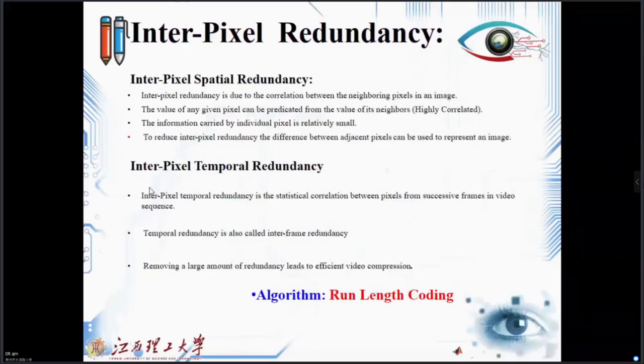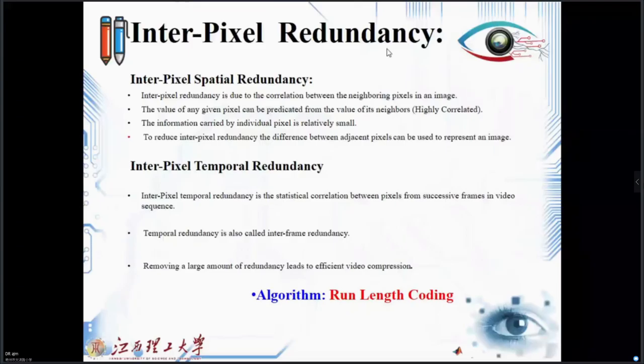Let's again see this part. That was for coding redundancy. Now let's see the other parts of the redundancy that we have. We have interpixel redundancy, which can be split into spatial redundancy and temporal redundancy. Interpixel redundancy is due to correlation between neighboring pixels in an image, and the value of any given pixel can be predicted from the value of its neighbors, meaning they are highly correlated. The information carried by an individual pixel is relatively small, and to reduce this type of redundancy, the difference between adjacent pixels can be used to represent an image.